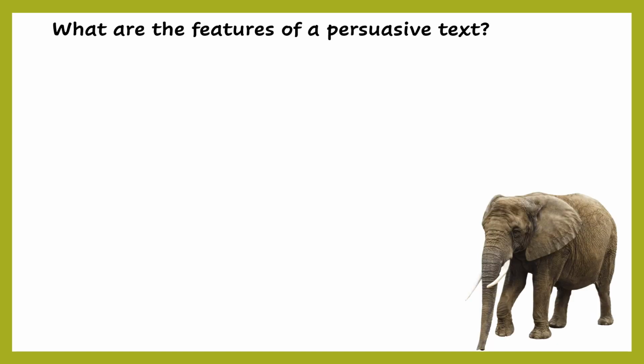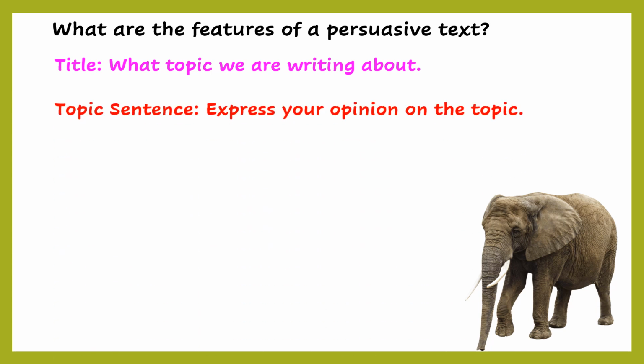So let's just go through the features of a persuasive text one last time. Remember, every persuasive text has got to start with a title. The title tells the reader the topic we're going to be writing about. Our first sentence is our topic sentence. Now this is an important one because this is where you're going to express your opinion on the topic.